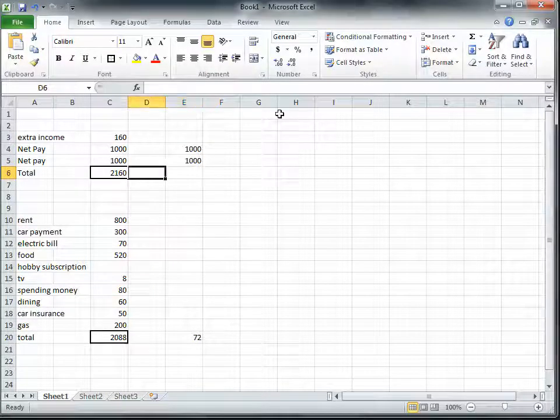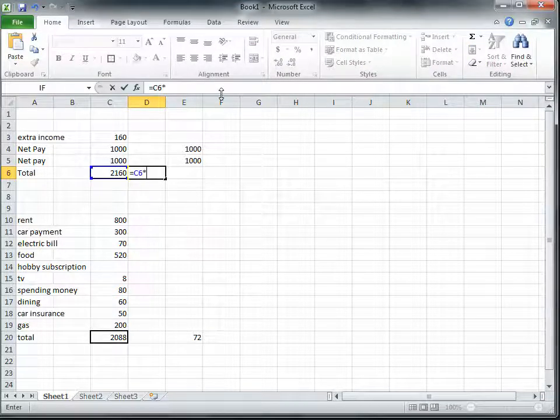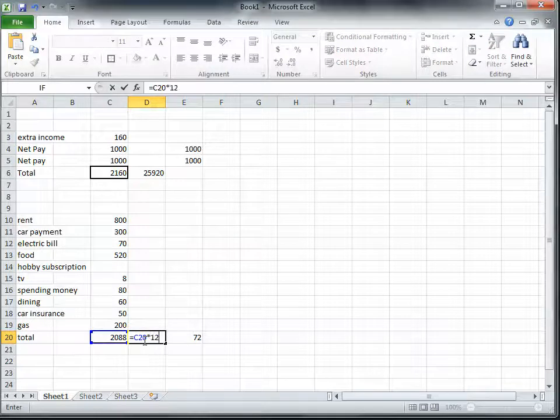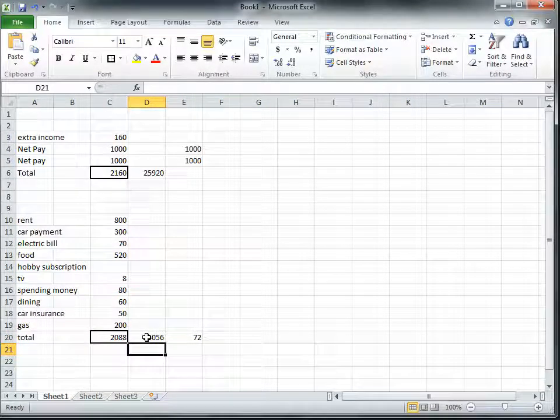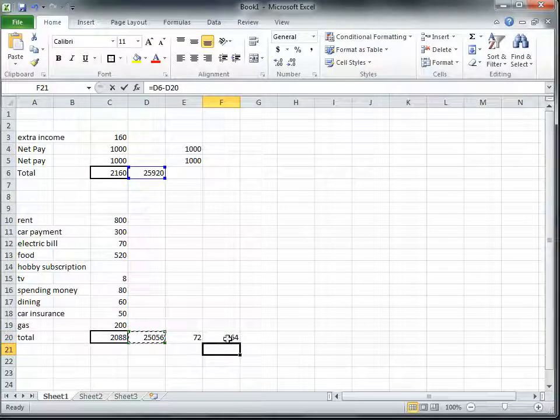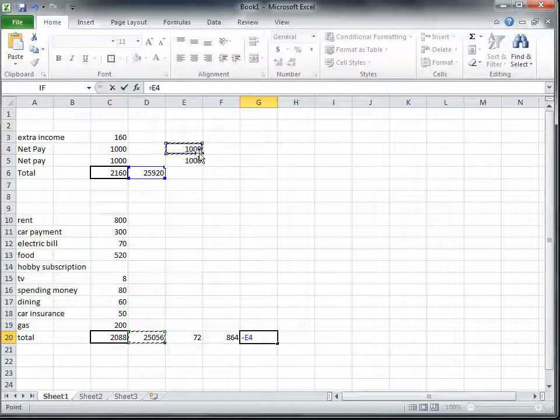If I take this times 12 months, that's how much in net pay I'm going to get a year. And if I do the same thing here, this is how much I have in expenses for the year, right? And if I take this minus this, I have $864 over the course of the year as spendable cash. Well, now what happens when I also add in the extra paychecks?